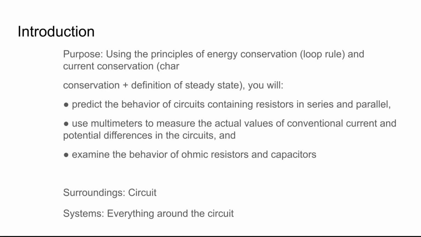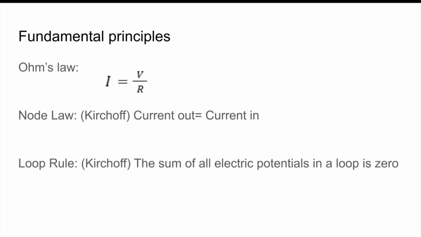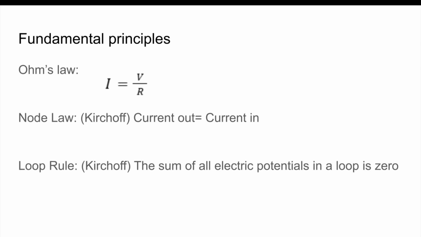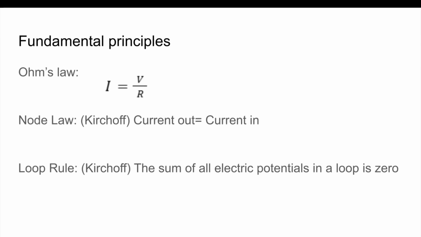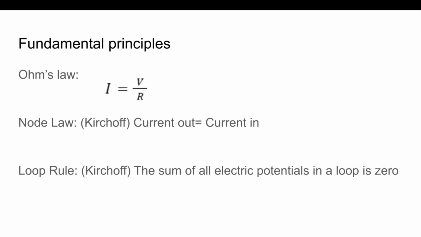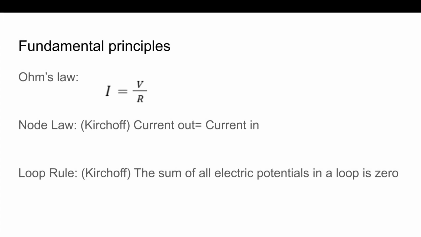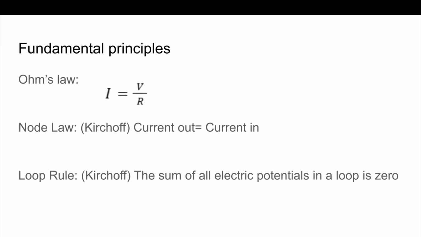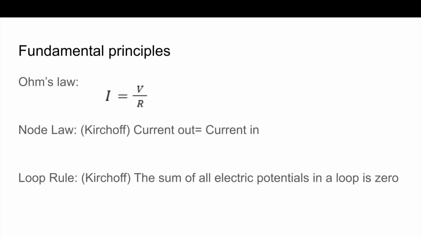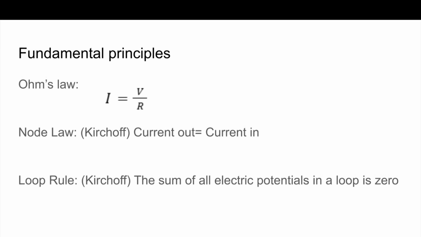And then the systems and surroundings. The system is the circuit, and the surroundings is everything around the circuit. Okay, so then our fundamental principles: Ohm's law, and then the node law, Kirchhoff's law, which is that current in equals current out. And then the loop rule, which is also one of Kirchhoff's laws, and that's that the sum of all electric potentials in a loop is zero.